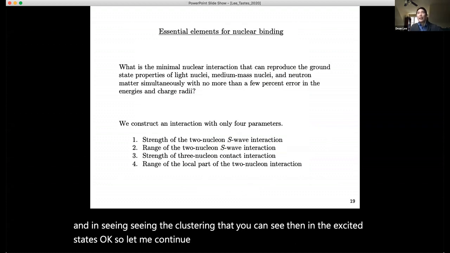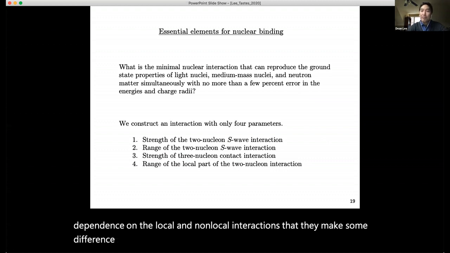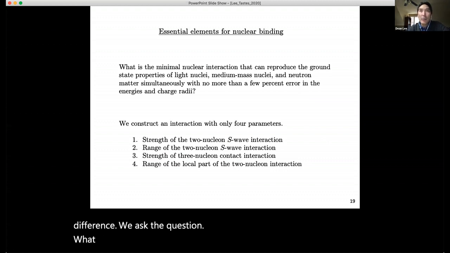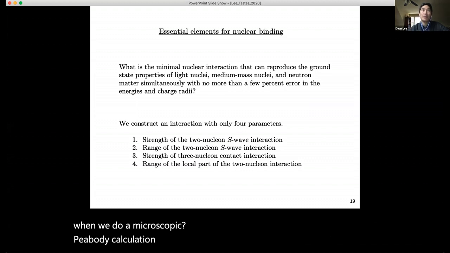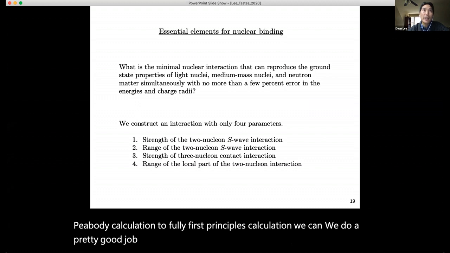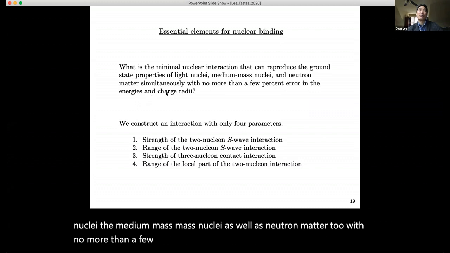Having understood that there's this dependence on the local and non-local interactions, that they make some difference, we ask the question: what is the simplest microscopic nucleon-nucleon interaction that, when we do a microscopic A-body calculation, a fully first principles calculation, does a pretty good job of describing atomic nuclei, in particular the light nuclei, the medium mass nuclei, as well as neutron matter, with no more than a few % error in the energies and charge radii of these atomic nuclei.